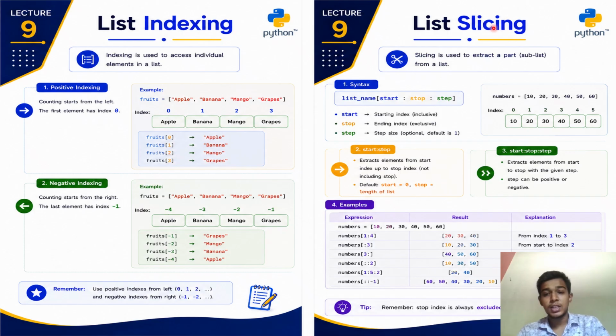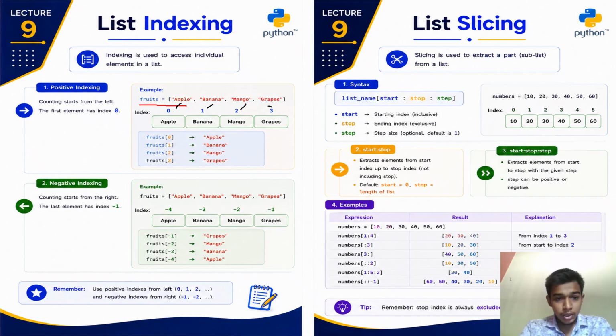Every item inside a list has its own index number. Python uses this index number to identify each element. For example, we have this list: fruits equal to apple, banana, mango, grapes. The index of apple is 0, the index of banana is 1, the index of mango is 2, and the index of grapes is 3. Notice that the indexing always starts from 0, not 1.